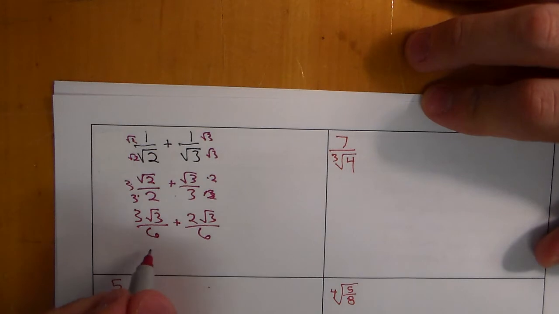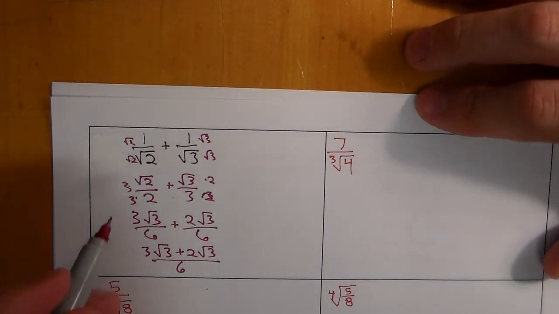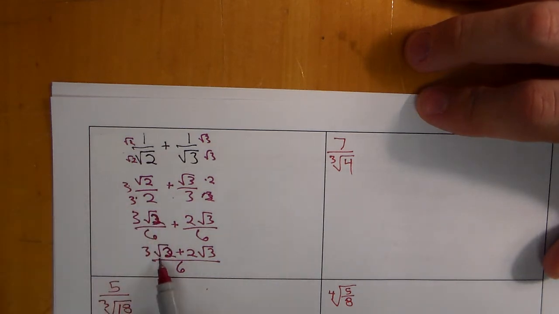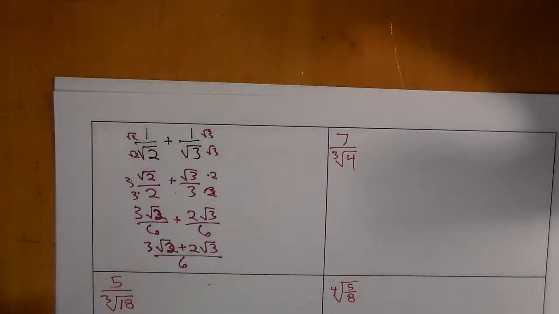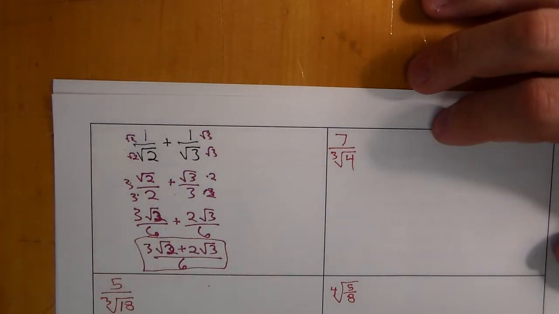Now that they have the same denominator, I'm going to go 3 root 2 plus 2 root 3 over 6, combining the terms, making it one fraction. I left off a number. That should be a 2. Now, these are not the same radical. I can't combine them. You can't force them together. This would be our answer. And just leave it as that.